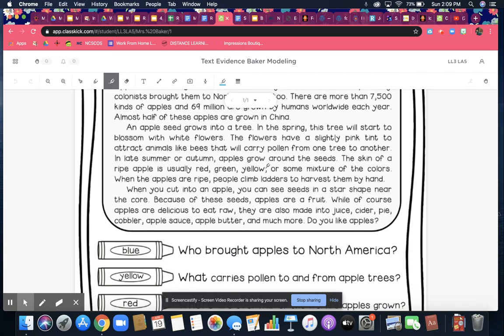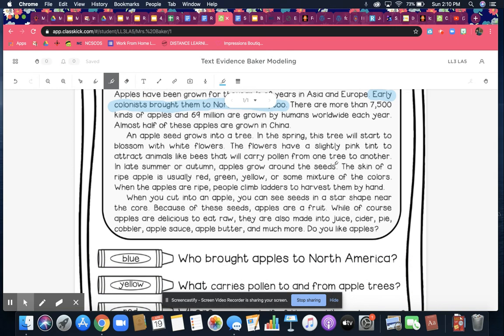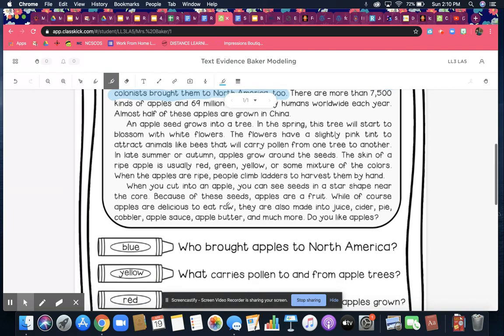Okay, so remember your question was who brought apples to North America? That answers my question right there. Early colonists brought them to North America too. That's all you've got to do. You've got to highlight it in blue. Early colonists brought apples to North America. So you've done number one.